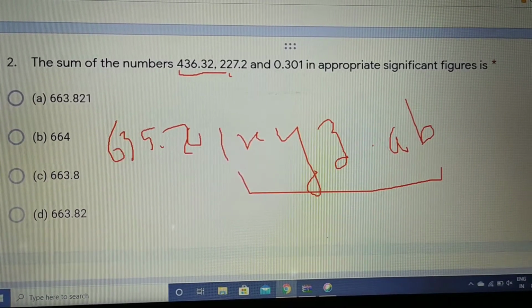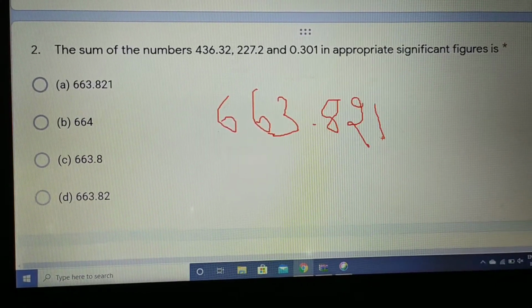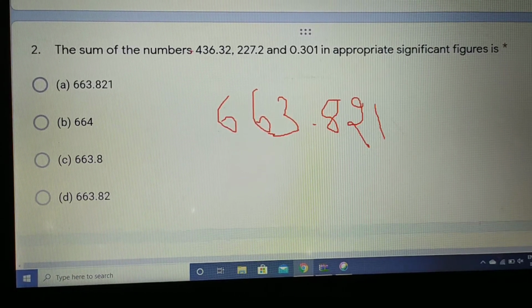635.29. If we are getting this number, let us see the total of these three numbers. The total of these three numbers will be 663.821. For the exact answer, or for the appropriate significant figures, we will have to round off this number up to 3 significant digits. So let us see how we can round off this number up to 3 significant digits.